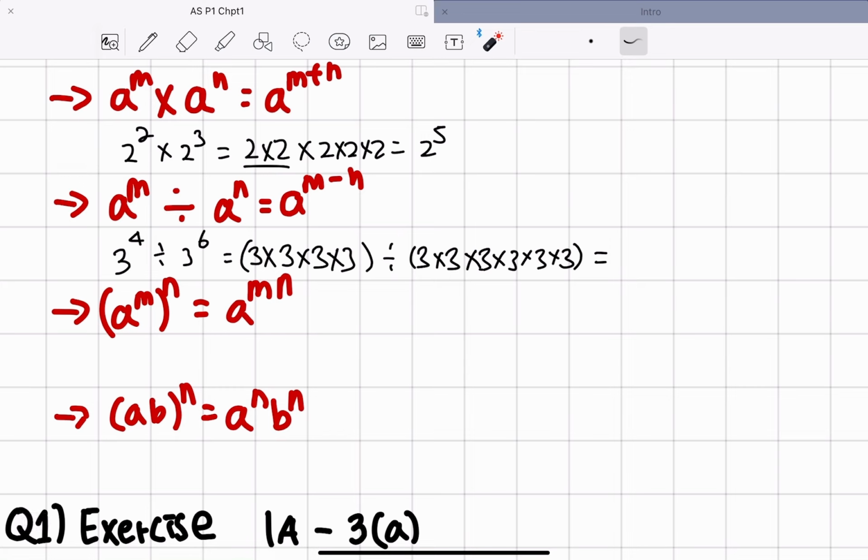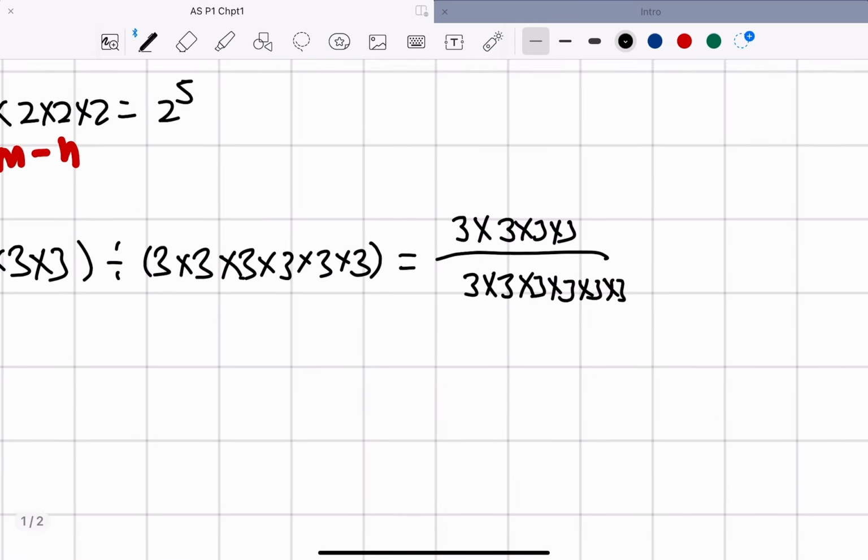The one at the bottom should go to the denominator side, right? So you can simplify as 3 times 3 times 3 times 3 over 3 times 3 times 3 times 3 times 3 and 3. And we can check that we can eliminate some numbers, right? Because for the numerator side we have four 3s, but for the denominator side we have six 3s.